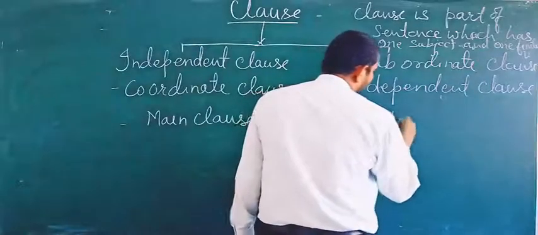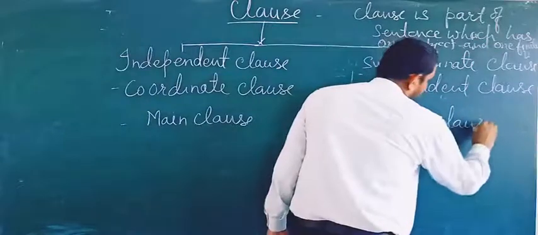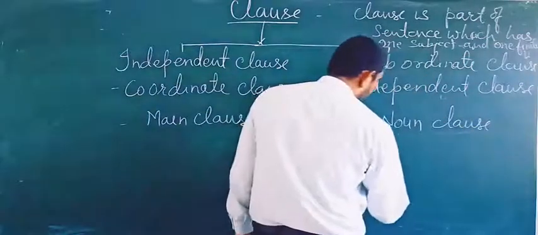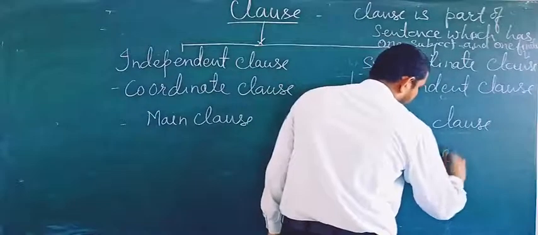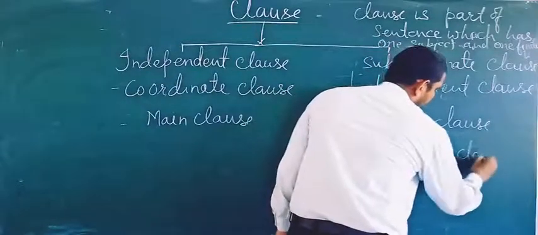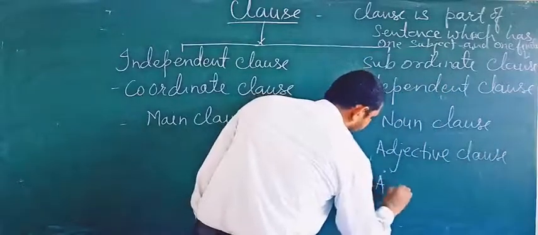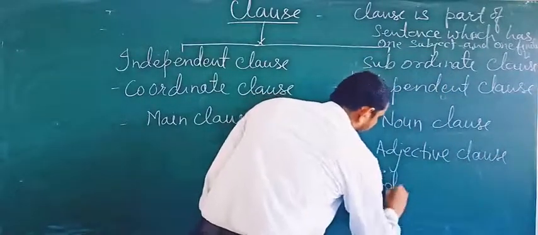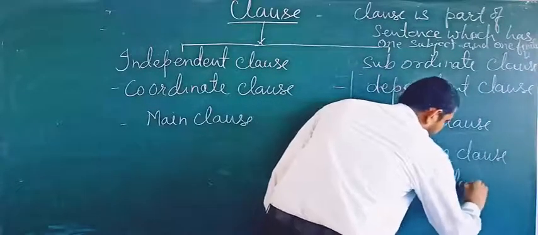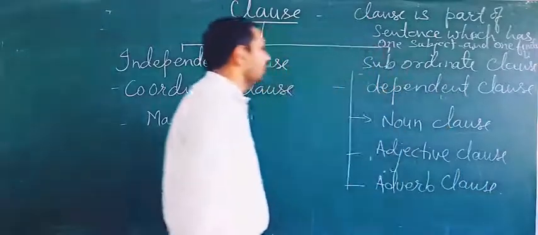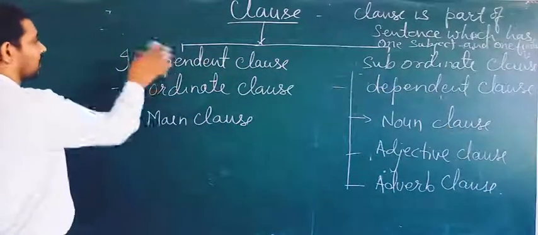Number one is noun clause, second one is adjective clause, and third one is adverb clause. Okay, so let us start with noun clause.